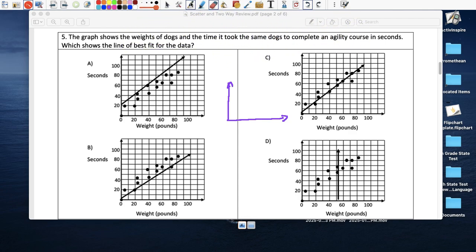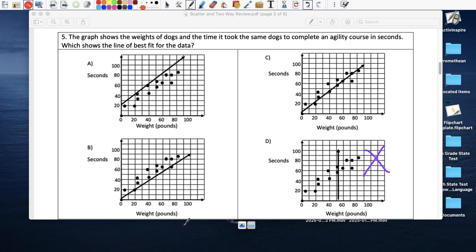So can we safely assume that the heavier the dog is, the more time it's going to take? So they're comparing two variables here, weight and seconds. Most of these graphs, except for D, say that as weight increases, guess what happens to the time? It goes up. But in this case, sorry, I'm rambling here. The only thing they're looking for, they plotted all the points for you, and they're asking for the line of best fit. Well, obviously, let's start with this one.